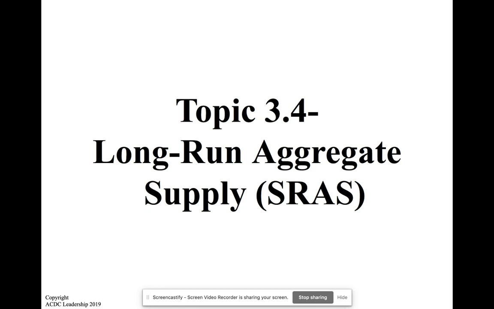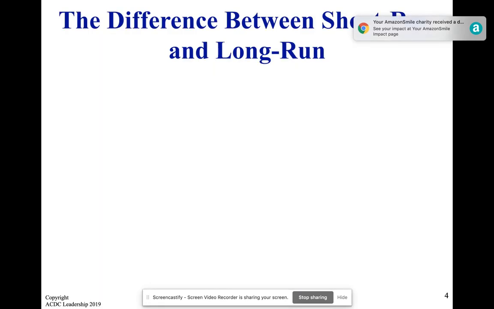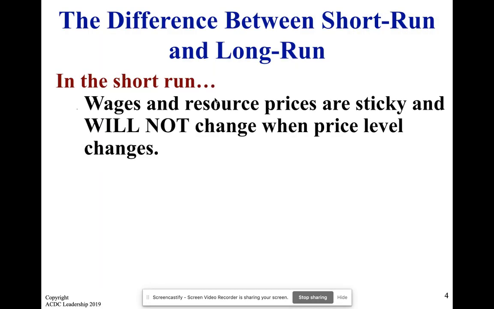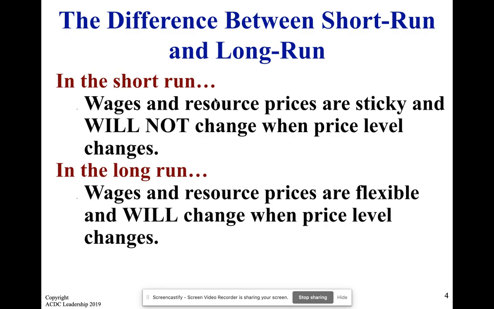So we're talking about the long run aggregate supply curve. We've already learned about the short run aggregate supply curve. The short run, remember, is just the typical upward sloping supply curve, except with the aggregate, we're talking about all the goods and services produced by suppliers and available at different quantities. There is a difference between short run and long run. Remember, in the short run, wages and resource prices are sticky and they're not going to change when the price level changes. But in the long run, they're flexible.